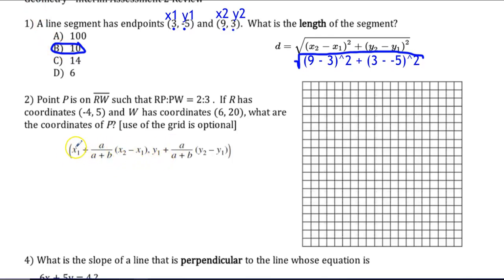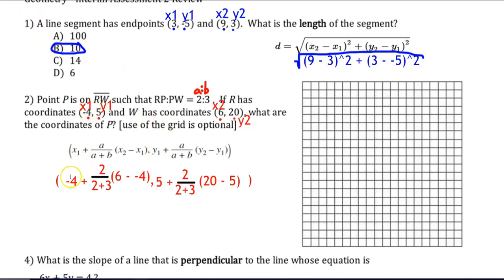Here's your partition formula. You've got x1 and x2, y1 and y2, just like the distance formula. So we're going to get them from here and here. Another addition that you have here is A and A plus B. The first number in the ratio is A, and the second number in the ratio is B. So anywhere I see A, I'm going to put 2. Anywhere I see B, I'm going to put 3, and then you'll see how it gets filled out.